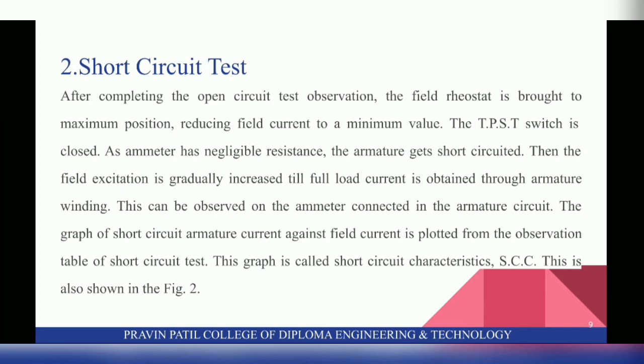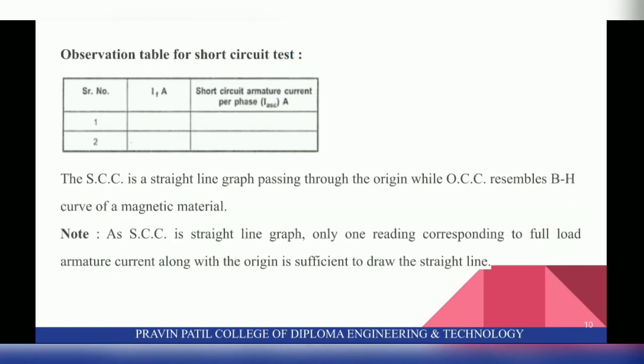The graph of short-circuit armature current against field current is plotted from the observation table of short-circuit test. This graph is called short-circuit characteristics, that is SCC. So this is also shown in the figure. We already saw that figure. Next is the observation table for short circuit test, in which you have to take readings for IF, that is field current, and short circuit armature current per phase, that is IASC ampere.